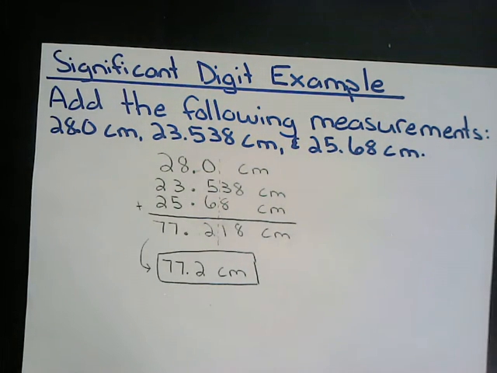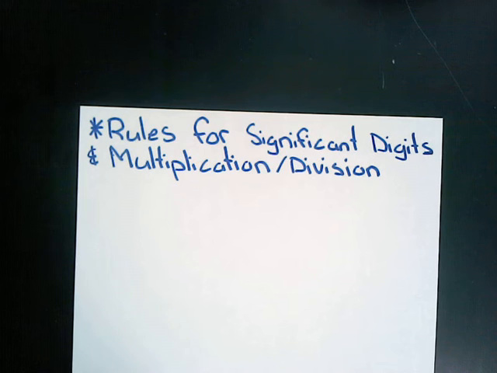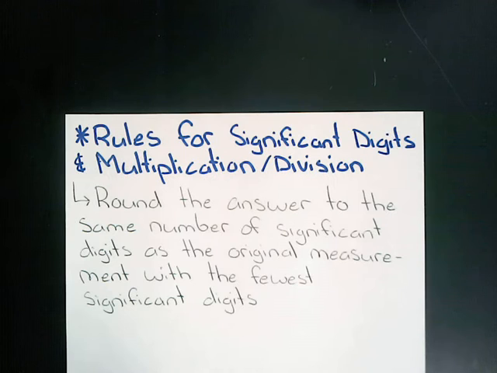Okay? All right, so one more set of rules, and that applies to significant digits and multiplication and division. This one's a little bit simpler. Hopefully you'll like it. But for multiplication and division, we just need to round the answer to the same number of significant digits as the original measurement with the fewest significant digits. Okay, so that's all the steps that we need to do, and I can show you how this works in an example.